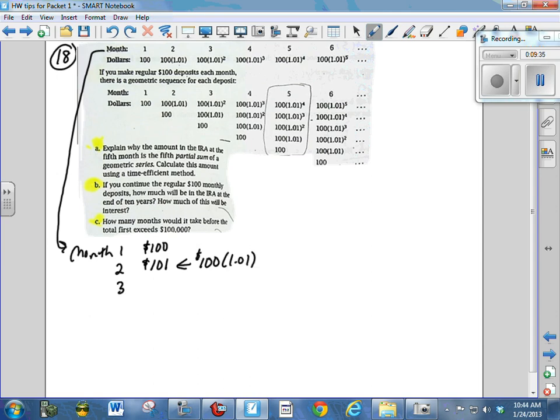In month 3, I take the previous amount times 1.01. So I would have $101 times 1.01, which is the same thing as $100 times 1.01, and then that whole thing times 1.01 again. That's where you get the $100 times 1.01 squared. So in the third month, that's why we have 100 times 1.01 squared. So that's going to give me the total amount of money in the account after the interest has been added at the end of 3 months.